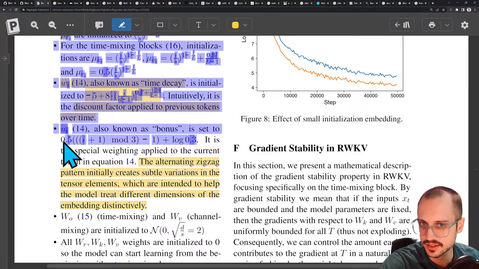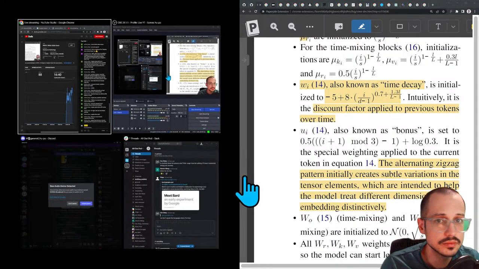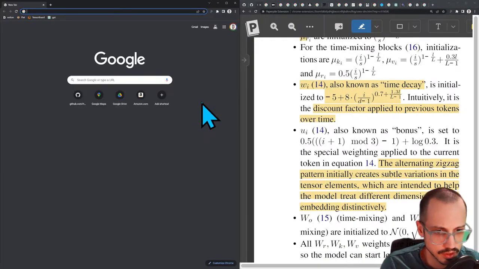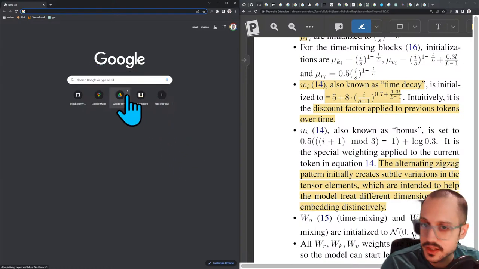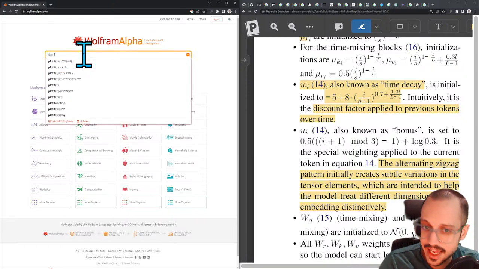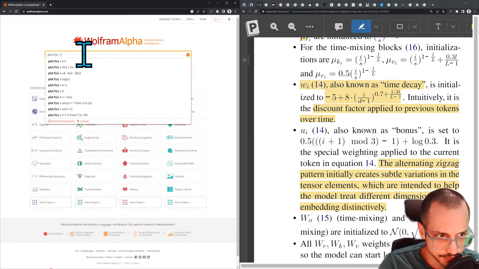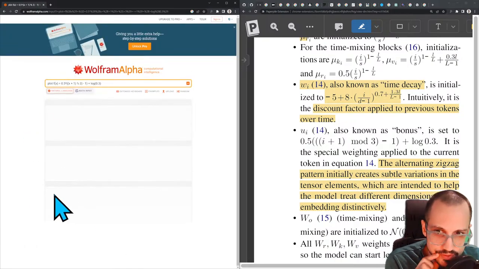What does this even look like? Oh my god. One plus i mod three minus one plus zero log. Let's go to Wolfram Alpha. I haven't used Wolfram Alpha in a very long time, so I might make myself look stupid here, but plot f of x equals 0.5 times x plus one mod three minus 1 plus log of 0.3. What does this function actually look like?